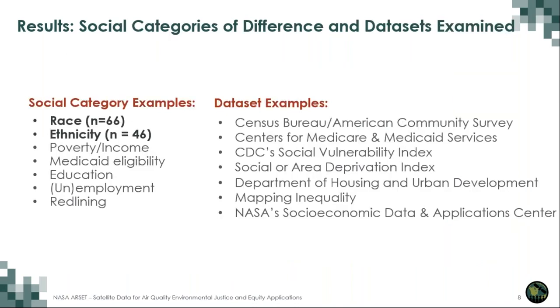This slide shows examples of social categories and social data sets, which researchers used in combination with satellite data to explore differences. Race, ethnicity, income, and Medicaid eligibility status were more commonly used than redlining and subsidized housing. Popular data sets employed included the American Community Survey, the Centers for Medicare and Medicaid Services, and the Area Deprivation Index.